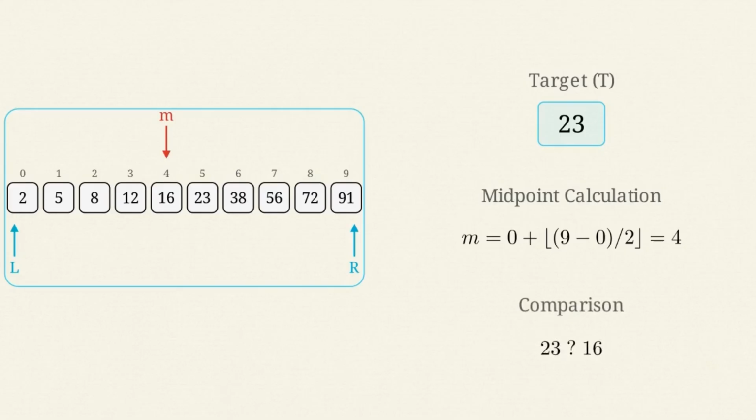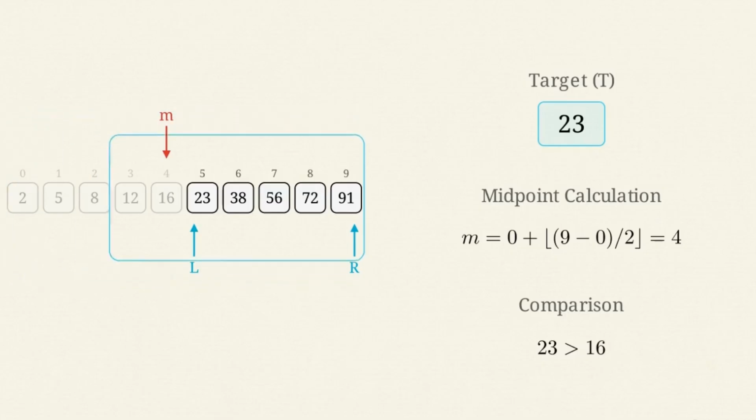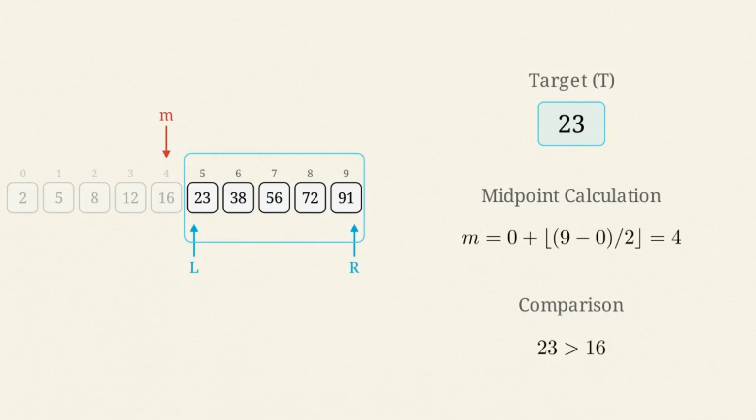We execute the first algorithmic comparison, evaluating our target, 23, against our midpoint value, 16. 23 is greater than 16. Because the array is sorted, we know with absolute certainty that our target cannot exist at index 4 or anywhere below it. We discard the lower half of the array. It is rendered mathematically irrelevant in a single operation. Our boundaries update. The low pointer shifts up to the midpoint plus 1, landing on index 5. The core loop now restarts, strictly confined within this new narrowed search space.